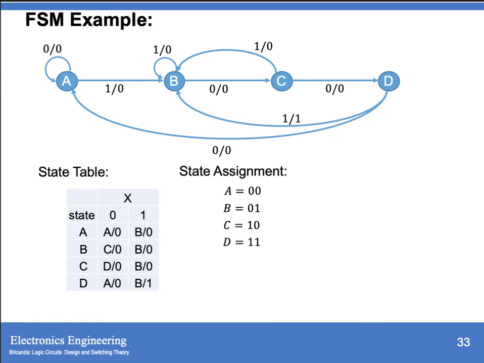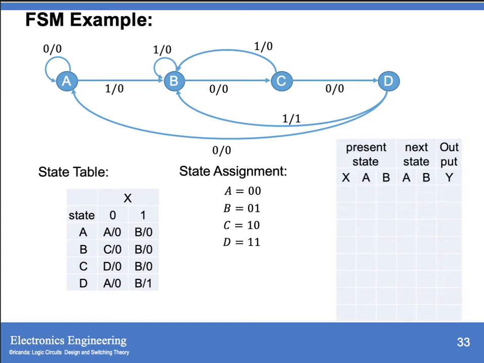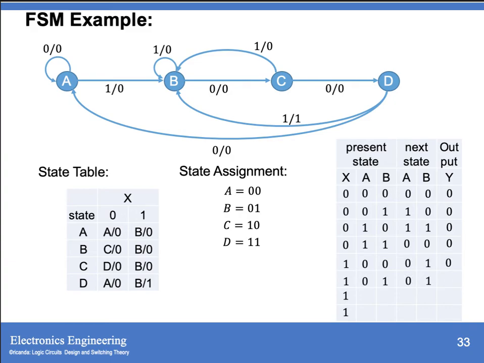So we have state assignment, then constructing your state table with X and the present state column. We have 0 for your input X: from A to A with output 0, from B to C with output 0, then from C to D with output 0, then from D to A with output 0. If your X is 1, from A to B with output 0, from B to B with output 0, then from C to D with output 0, then from D to B with output 1.